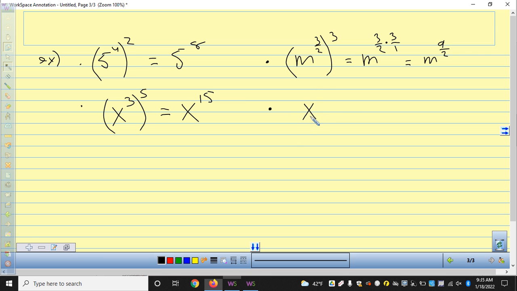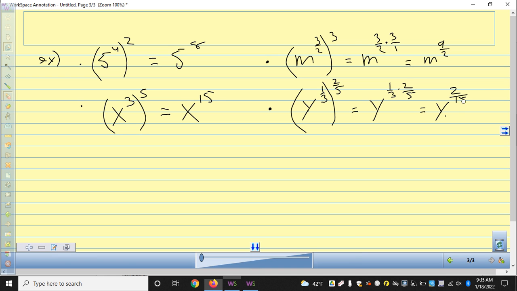So how about y to the 1/3 raised to the 2/5 power. It's a power to a power. Doesn't matter if they're fractions. The rule doesn't change. So this is y to the 1/3 times 2/5. So that would be y, not x, to the 2/15. And we're done. Now if we can reduce the fraction, usually we would reduce the fraction.